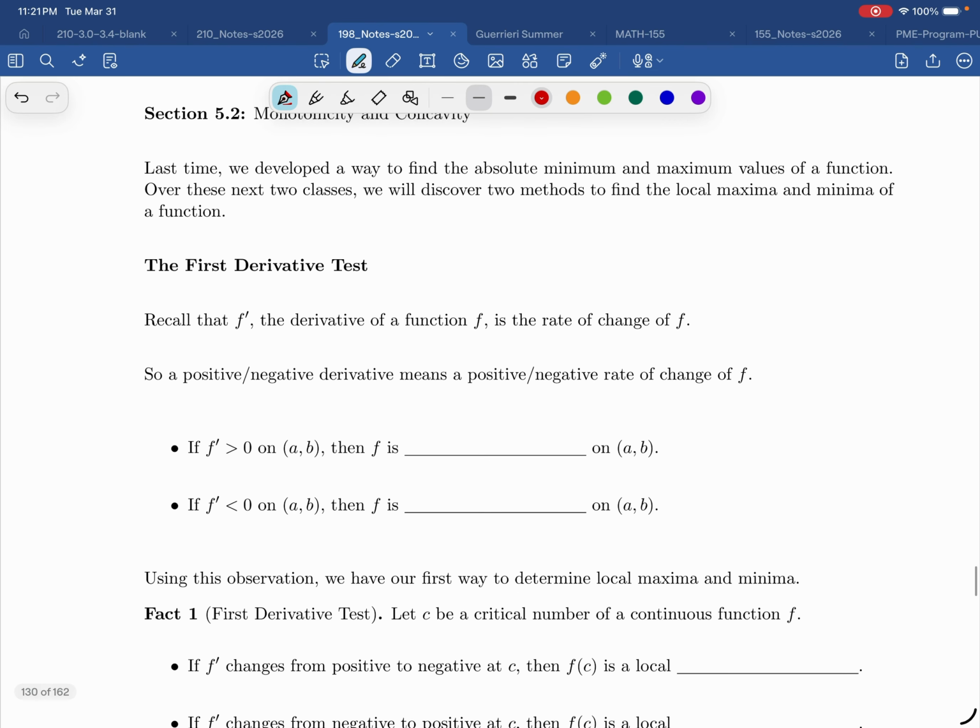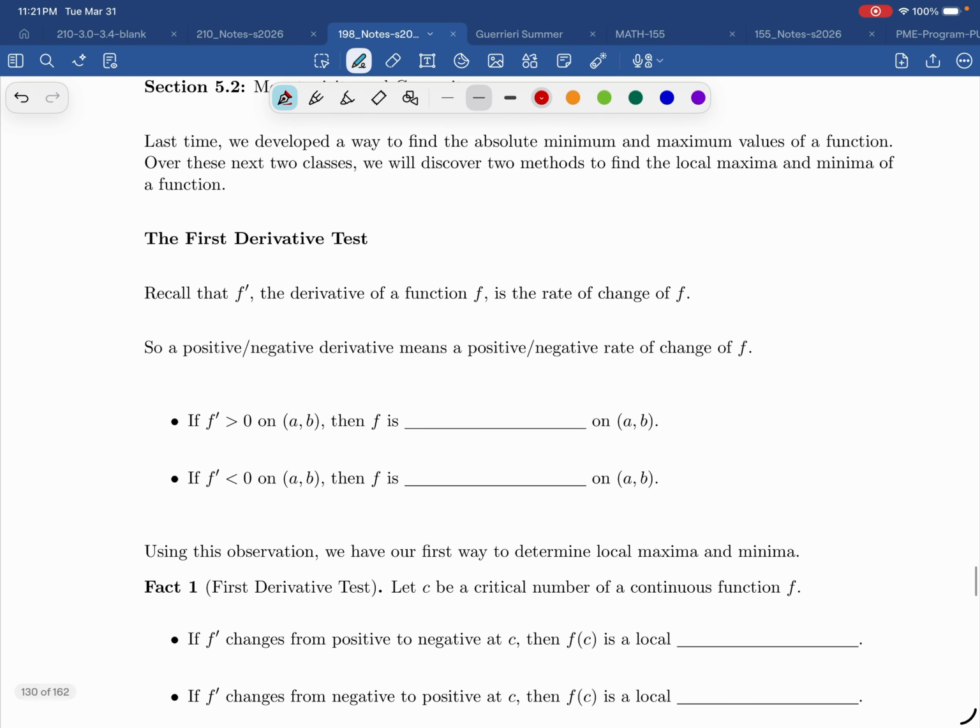So anyway, last time we focused on absolute extrema over an interval. This time we're going to go back to local extrema, right? Local maxes and mins, right? Things like this or like this. And in particular, we're going to learn how to determine them.